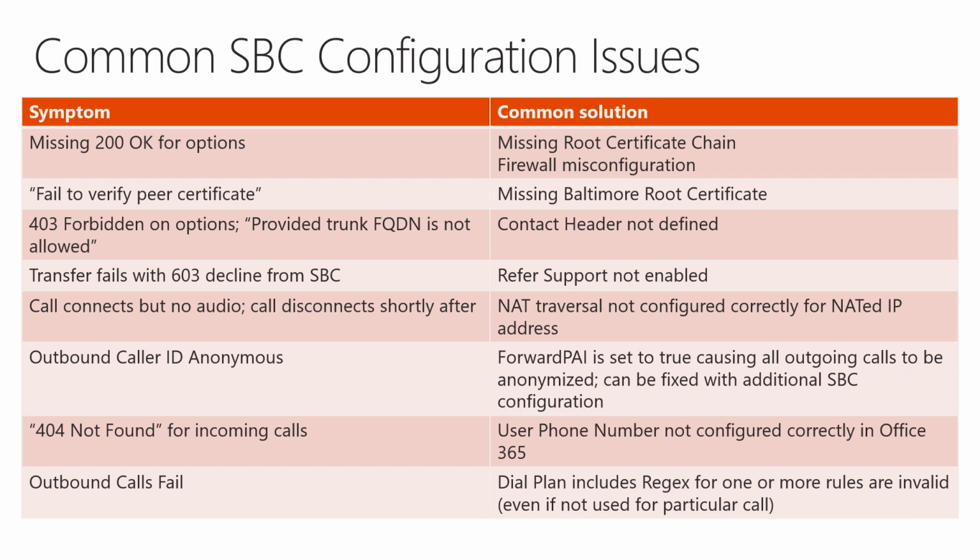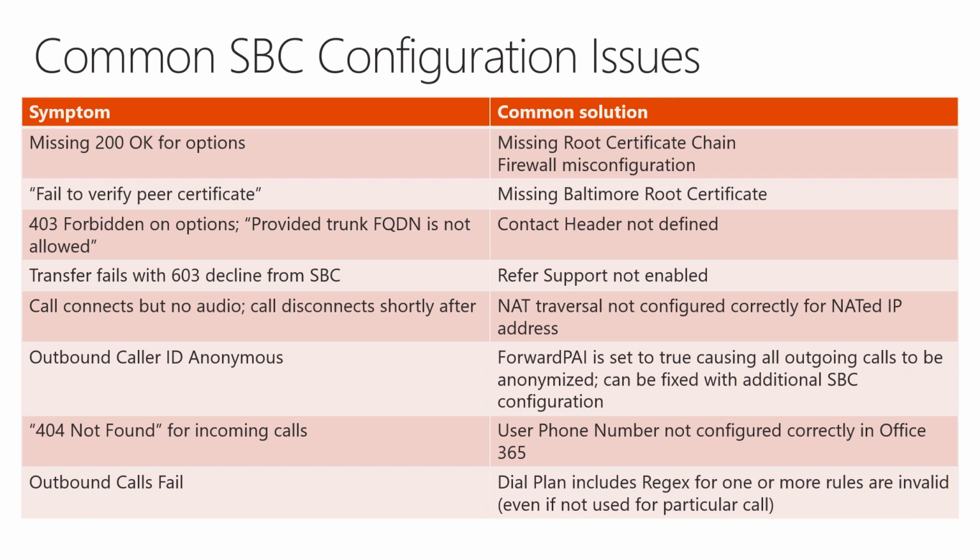If you see the 403 forbidden on options, provided trunk FQDN is not allowed, it means that the contact header on your SBC is not defined. So when your SBC sends messages to Office 365, it most likely sends just the IP address, but not the FQDN. Since Teams, Office 365, is expecting the FQDN, it will send back this error message. Also, if there's a typo in the FQDN, you will see the same error message. If you see transfers of calls failing and you see a 603 decline from the SBC, it means that refer support has not been enabled on the trunk.